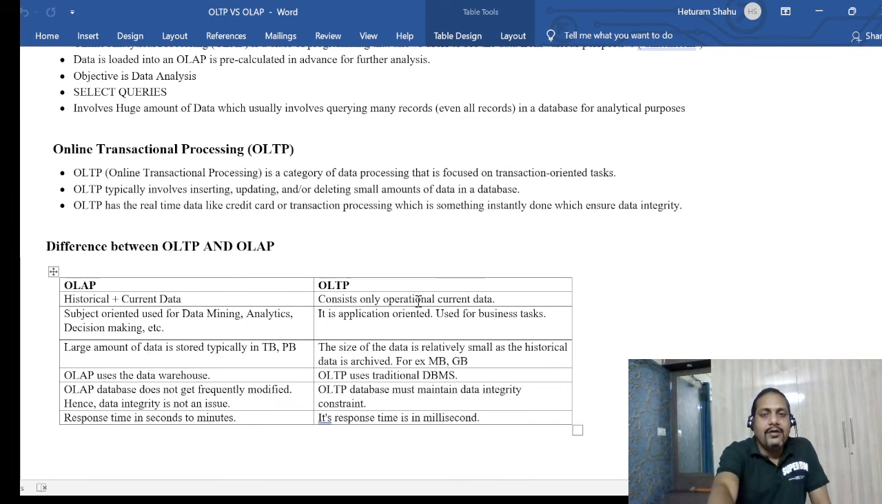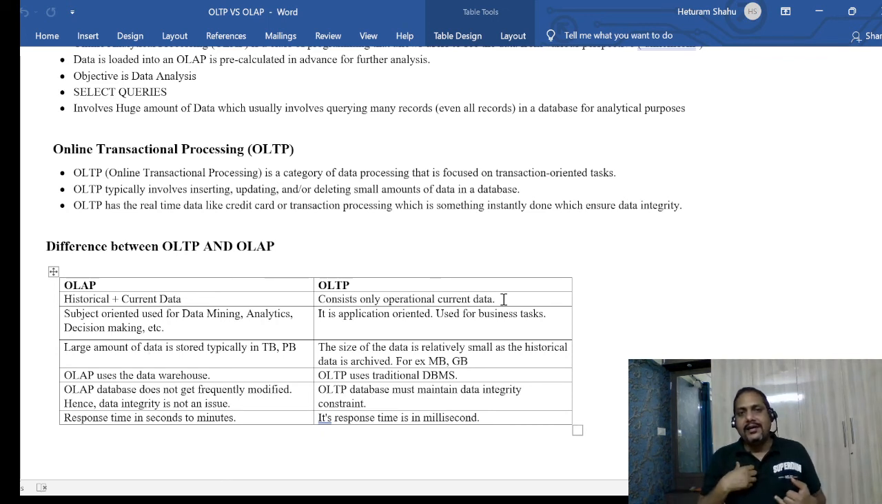Sorry guys. Okay. But the OLTP system will have only current data. I mean, why is that? Because let's say as a customer, I have 1,000 rupees in my bank account today.